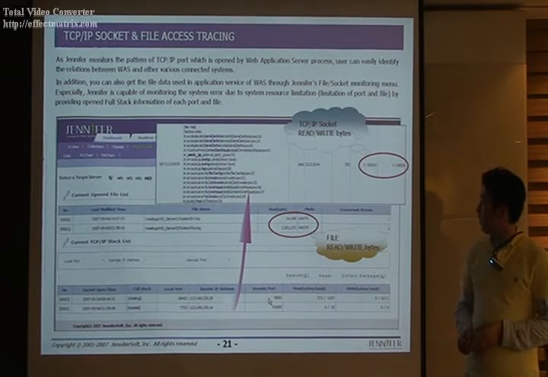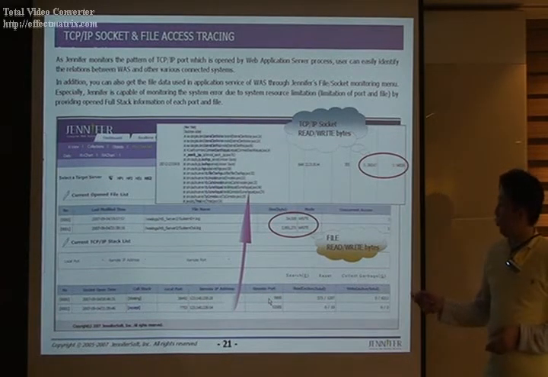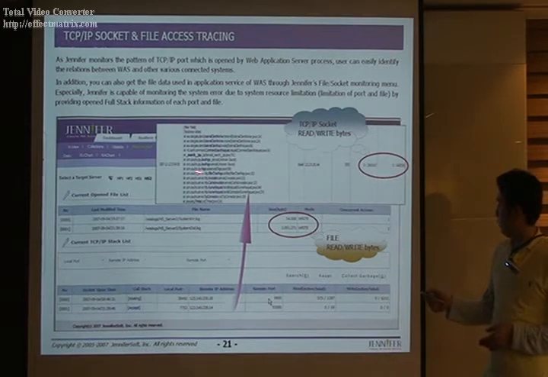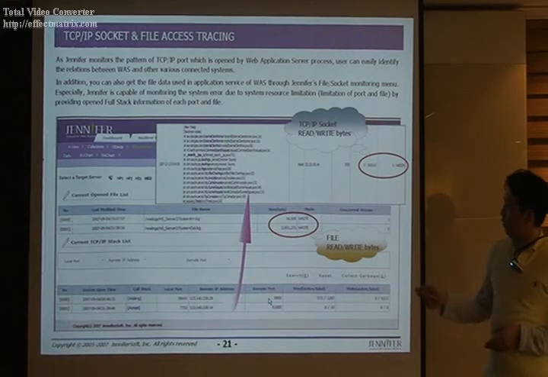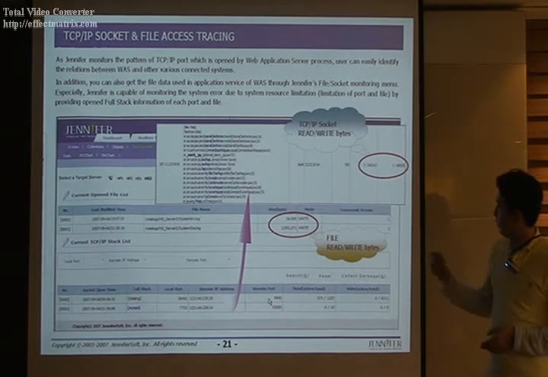TCP/IP socket and file access tracing. Jennifer can monitor which files are being opened and which TCP/IP sockets are being opened, and they can be killed if Jennifer is commanded to kill these as well. Same deal over here as before. More detailed information can be obtained simply by clicking from the dashboard into the pop-up screens.